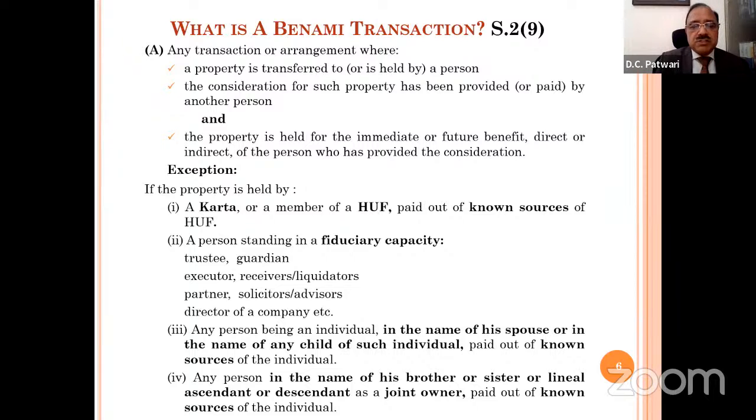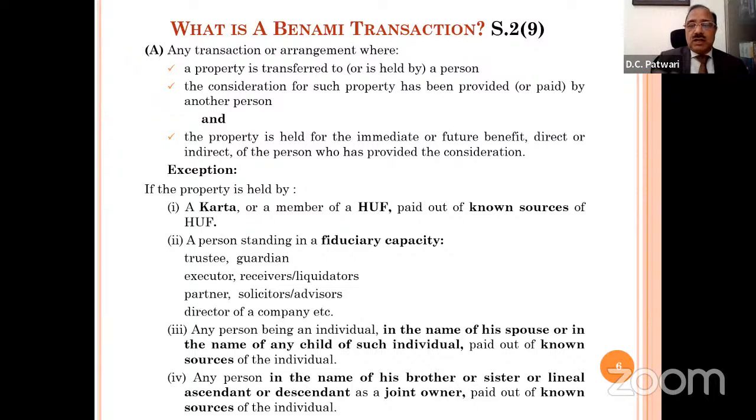Other exception is a person standing in a fiduciary capacity. There are many persons in a fiduciary capacity, like trustee in the case of trust, guardian for a minor, executor, receivers and liquidators for companies in liquidation, partner in the case of partnership firm, solicitors and advisors for clients, and directors for a company. So these are the categories of persons. Even if the consideration is paid by the other person, property is in their name, and it is held for the benefit of the other person paying consideration, it will still not be treated as Benami in these cases. And the government has a right to add any further person in this category.